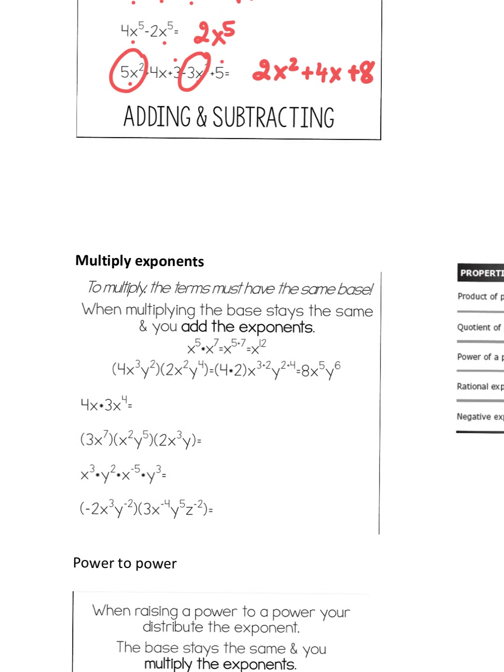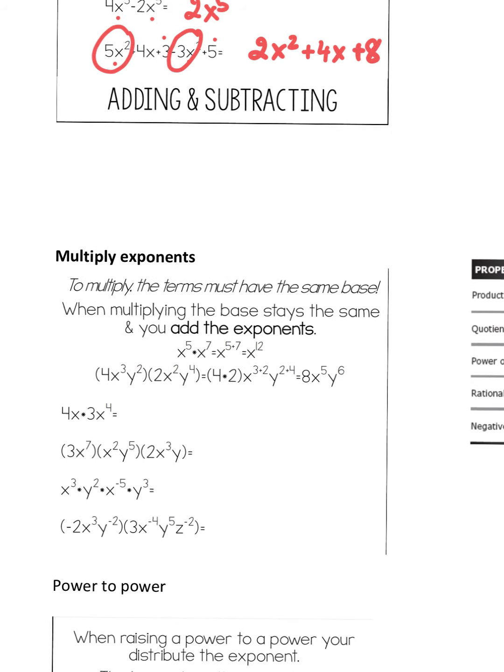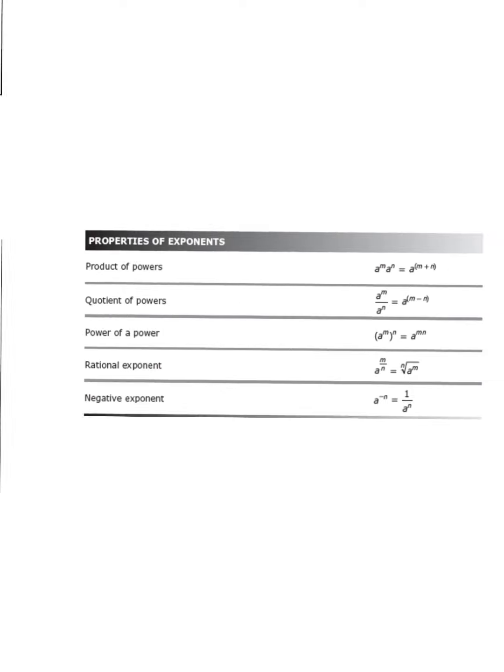Next will be multiplying exponents. Okay. So we have the exponent. To multiply them, the terms must have the same base. When multiplying, the base stays the same, and you are adding the exponents. For multiplying, we're going to add the exponents. So on the star sheet, we have product of powers. We have a raised to the power of m times a raised to the power of n. So what we're going to do, we keep the base the same, which is a, and we add the exponents. So here's the formula. All right, let's try.